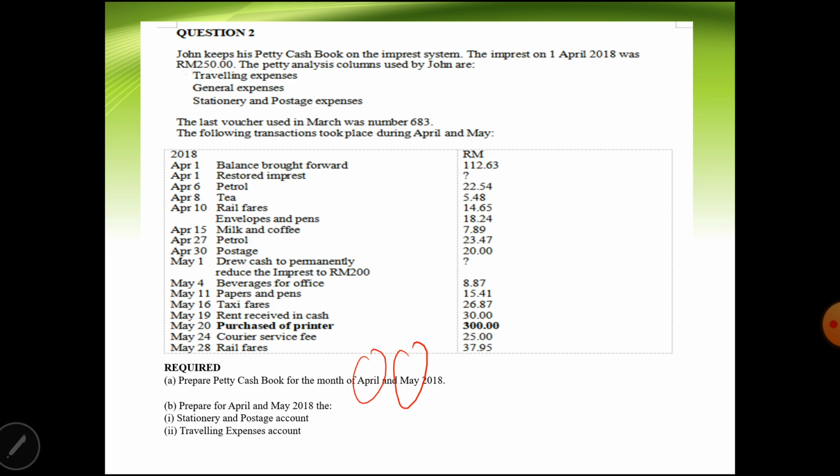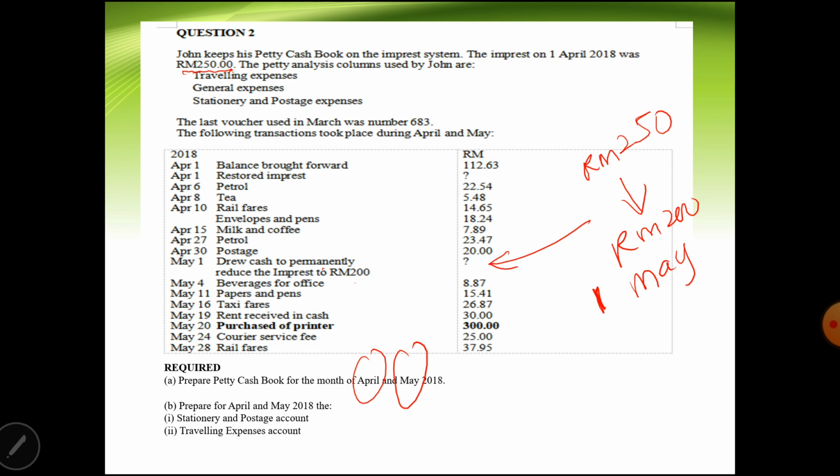Okay, so study this. 250 is the limit, but they have changed the limit. Look at this. 这边有打问号的一个 Drew cash to permanently reduce the imprest to 200 from 250, they drop it to 200 in the month of May. So 你的5月份的时候，你就开始要减少你的 petty cash 从250减到200块。It's the same way of doing it. It's just that you take 200 instead of 250 to minus the balance.